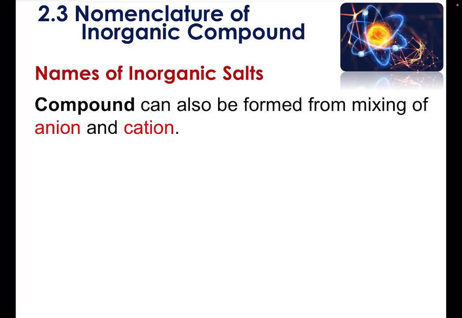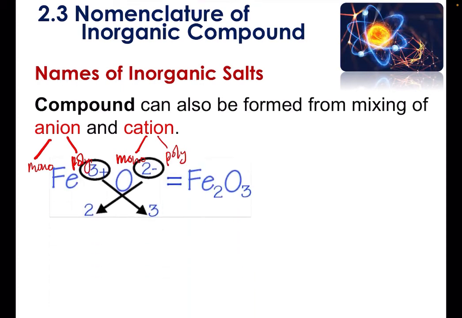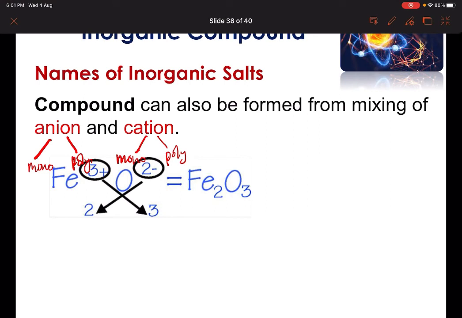Okay, compound can also be formed bila awak mix anion and cation. So your anion can be mono or polyatomic, same as cation. Okay, so for example, I got Fe3+ and O2-. So what will happen here? Fe3+ and O2-, when I mix them together. So what will happen here? Saya akan cross. So when I cross them, Fe3 and O2, so Fe will take the charge 2 here and O will take the charge 3 here. So what will happen? Fe2O3.